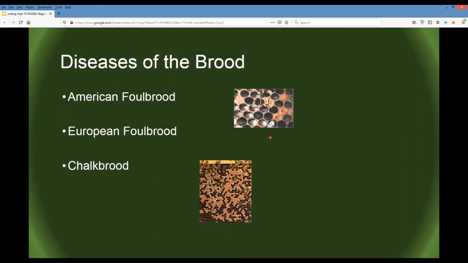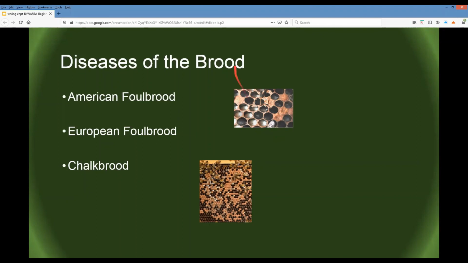And then chalk brood is caused by a fungus rather than a bacteria. The symptoms are dead larvae that turn white and then black. You may see them being cleaned out of the hive and left at the entrance of the hive. It usually clears itself up by the heat of summer in a healthy hive.